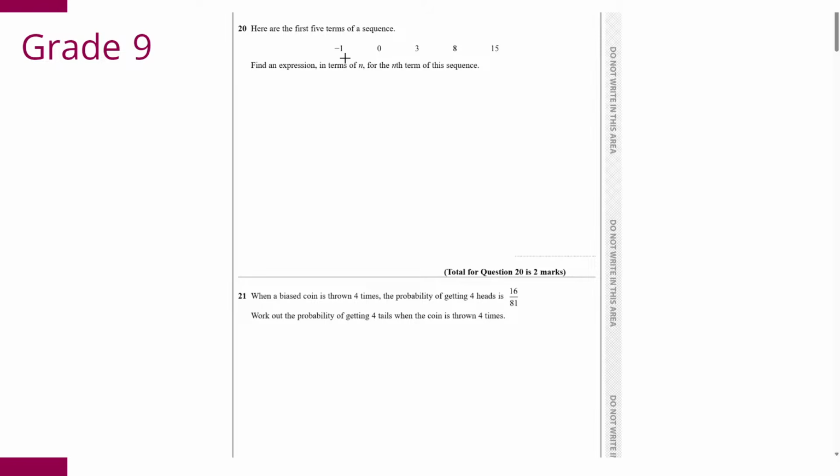So first thing to do is work out the difference. So that's 1, that's 3, that's 5. Please tell me if I make any mistakes here. Then you work out the difference of the differences, right? So that's going to be 2, 2, 2. Cool. You get that and you halve it and you put it before n. So it's just n squared, right?